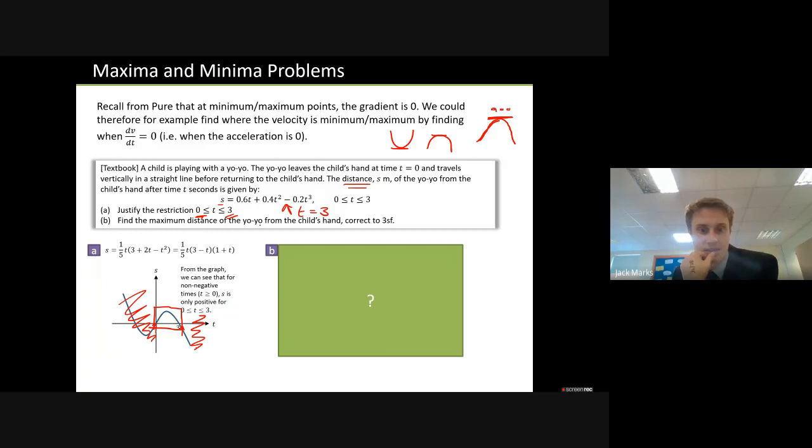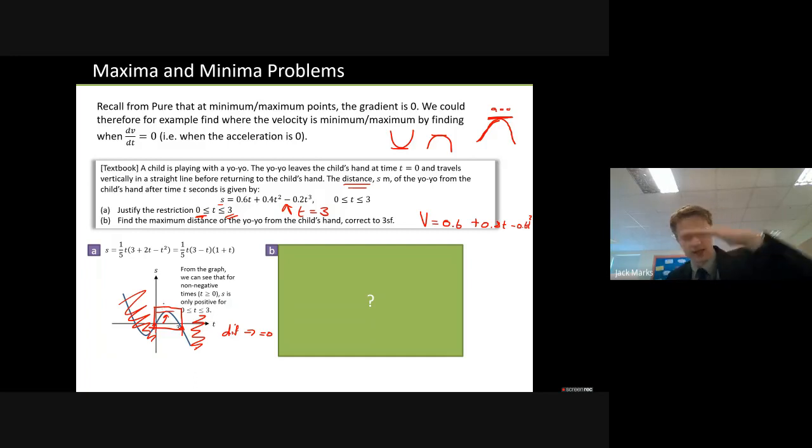What's the maximum distance of the yo-yo? Well, if this is the distance graph, the maximum distance is at that peak point there, isn't it? One way you could find this is you could think of it as a turning point. So you could differentiate it and then set it equal to 0. Differentiate what? Differentiate this displacement equation. So if we differentiate displacement, we'll get velocity, which will be 0.6 plus 0.8t minus 0.6t squared.